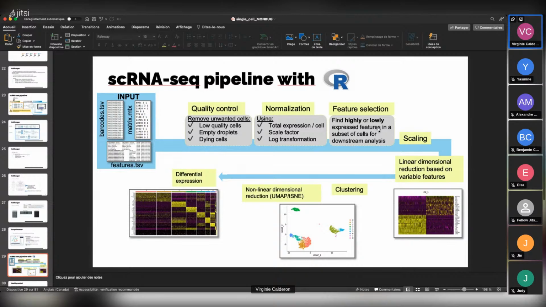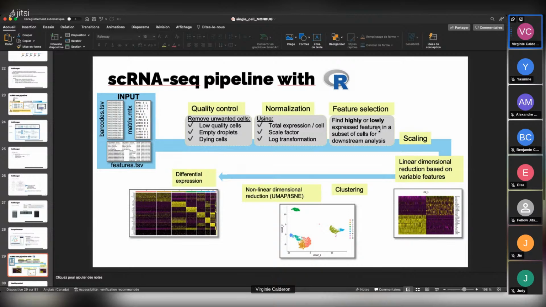Of course, when you want to compare cells at this level, we need a normalization step to be able to compare them. So we will just scale and center the data and do the log transformation. So it's a basic normalization at this step.